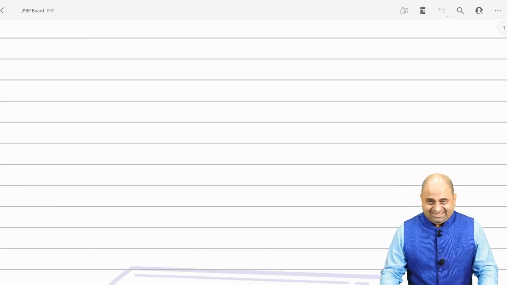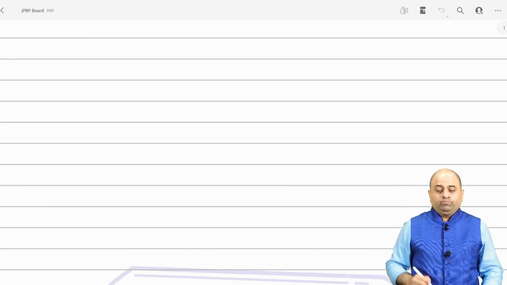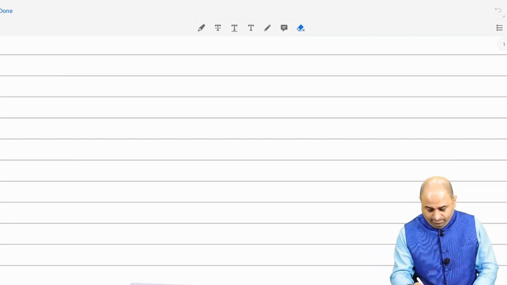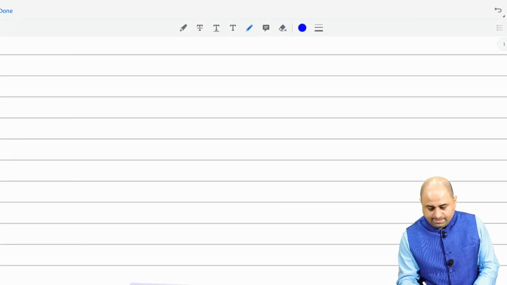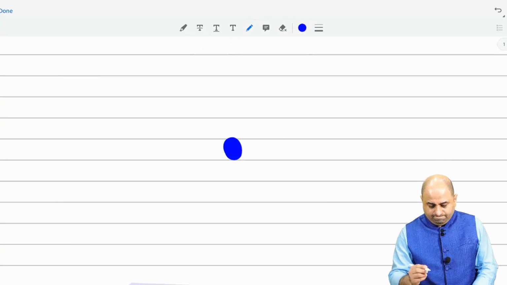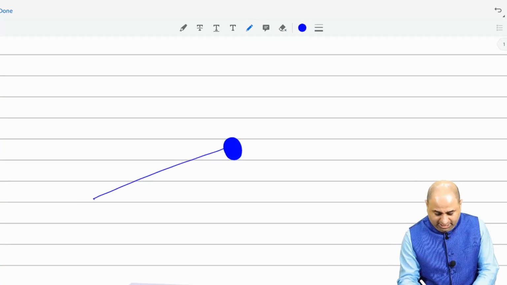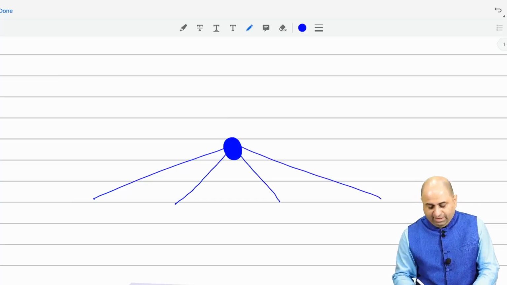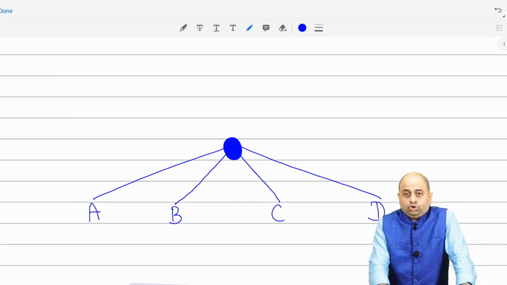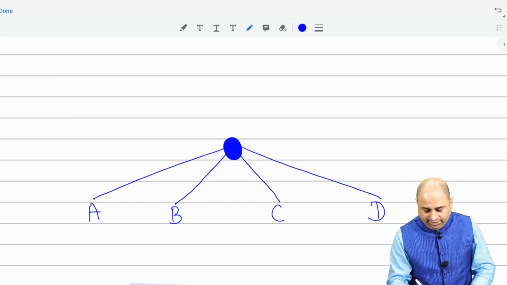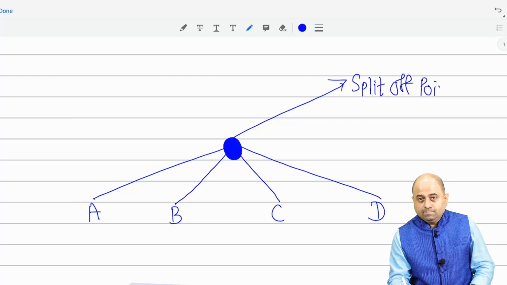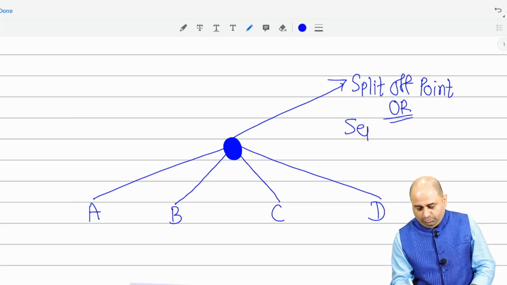In every process, there comes a point at which products start becoming separately identifiable. Wait, I'll show you something. That's the point. Let's say at this point, products start becoming separately identifiable. Let's call them products A, B, C and D. So in technical terms, this point is known as split off point or separation point.